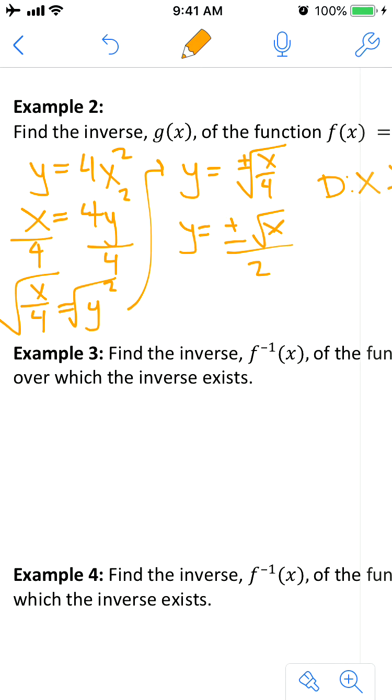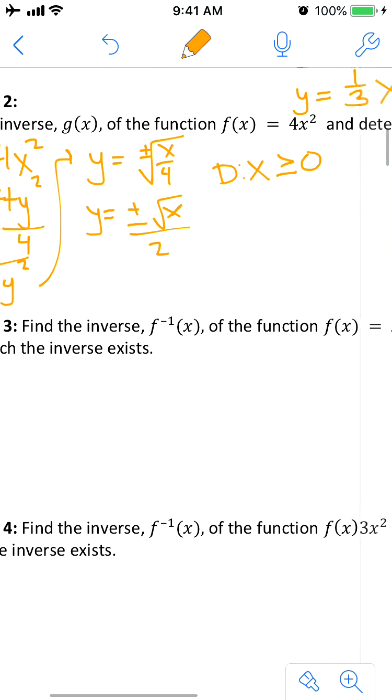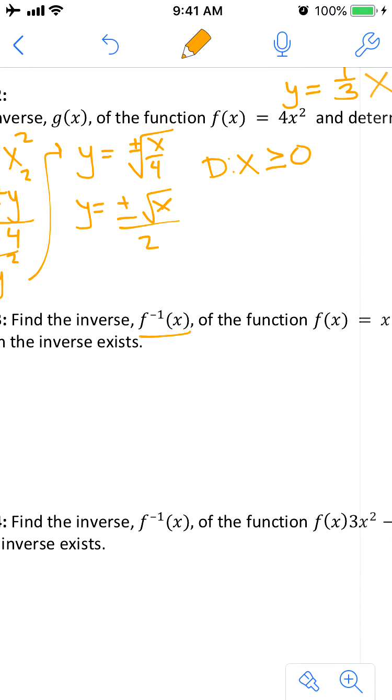All right, let's try another one. Find the inverse f inverse of x. That's just what this notation means here. Though it's very much like chapter 4, when we had a inverse. It doesn't mean f of x is now being raised to the -1 power or anything like that. Okay, it's just a notation.